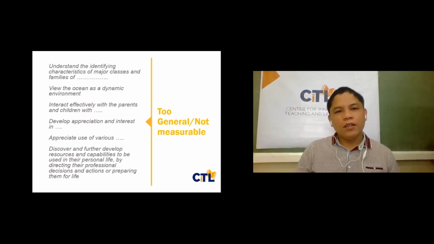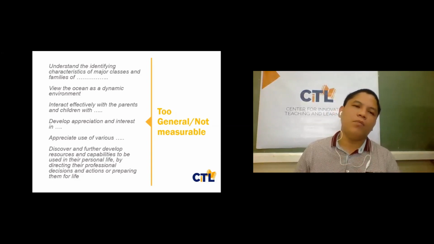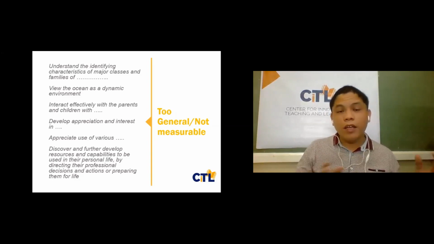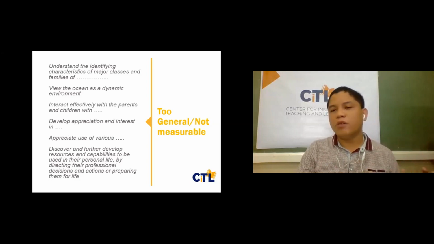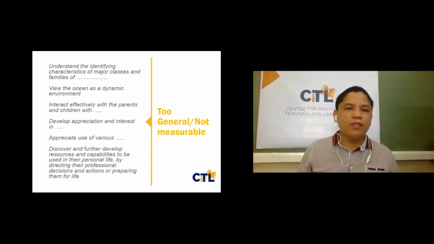This one also is too general and not measurable. For example: understand the identifying characteristics of major classes and families of blah, blah, blah. Okay, understand. However, the verb understand may not be measurable sometimes. When you put understand, it should be paired with something to measure understanding. So this one is not measurable. This is another one that is too general and not measurable.